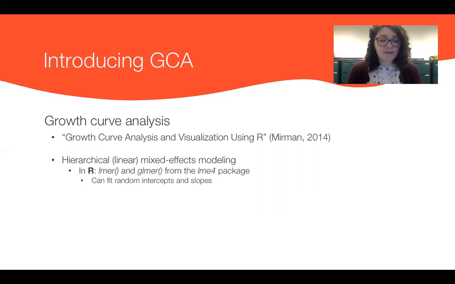And of course, because it's mixed effects modeling, we're going to be fitting random intercepts and slopes in addition to our fixed effects of interest. At this point, you may be wondering if what I'm talking about is polynomial regression. GCA is different than polynomial regression, but a lot of the concepts are very, very similar. So I'll discuss GCA building on some of those same concepts as well.